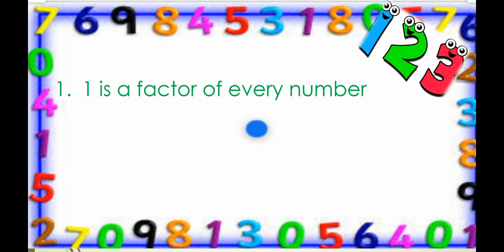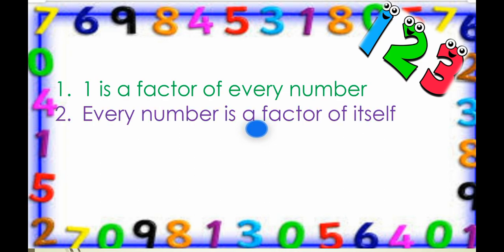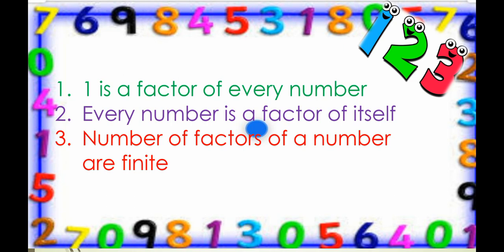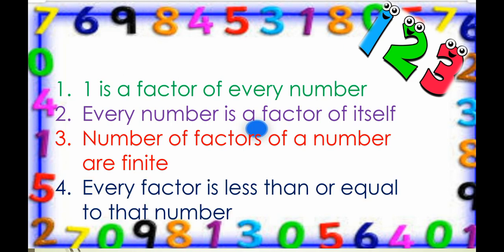1 is a factor of every number. Some properties of factor. 1 is a factor of every number. Every number is a factor of itself. Number of factors of a number are finite. Every factor is less than or equal to that number. We will see this in detail.